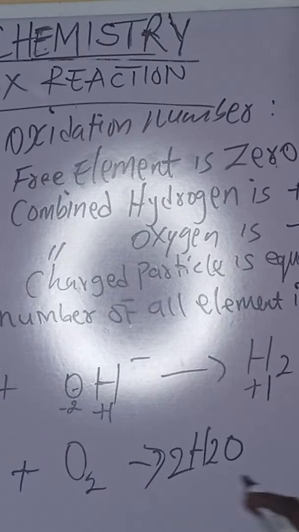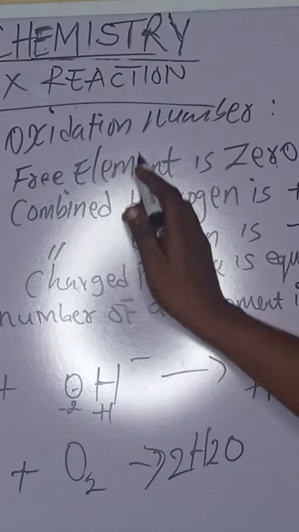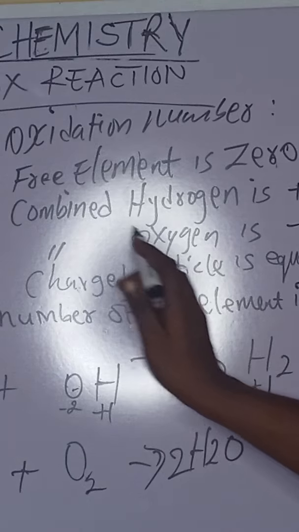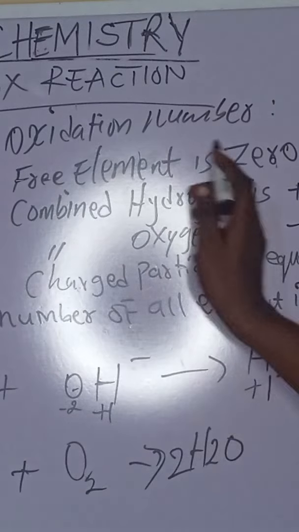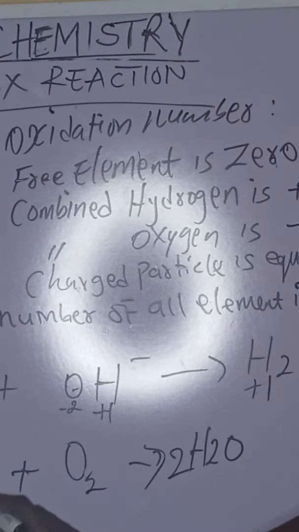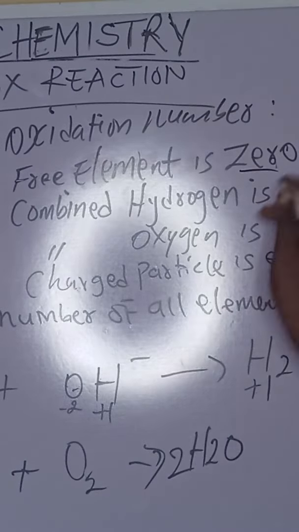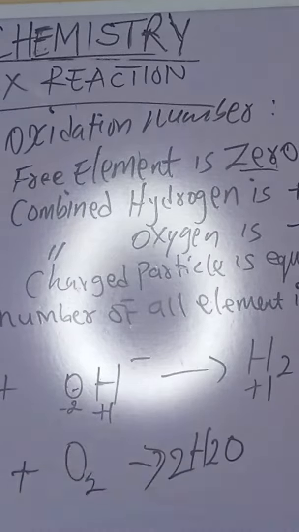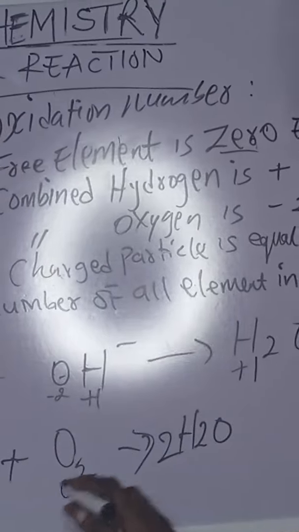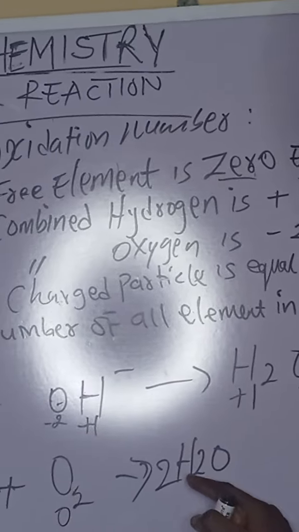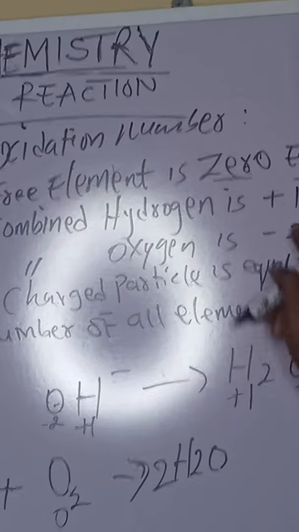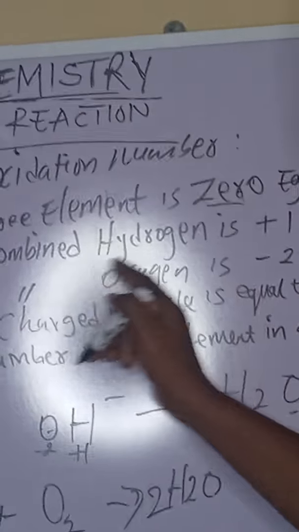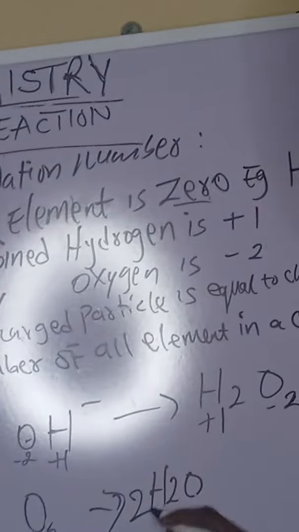But in the second equation, if you look at this rule here, the oxidation number of a free element. This H2 is a free element because there is no other atom combined with it. So in this case, it is zero, so I will assign zero here immediately. The same thing with oxygen, since it is not combined with another atom. So the two reactants are zero. But now H is combined with O, so we check the rule that says combined hydrogen, since it is combined, is plus one.